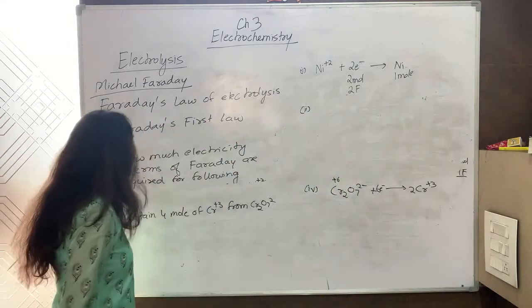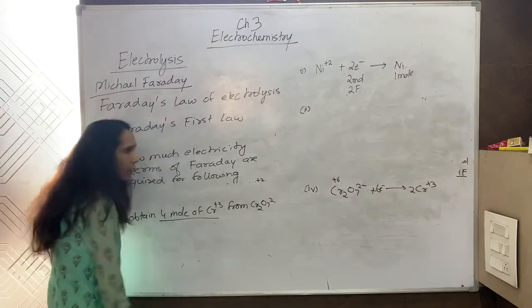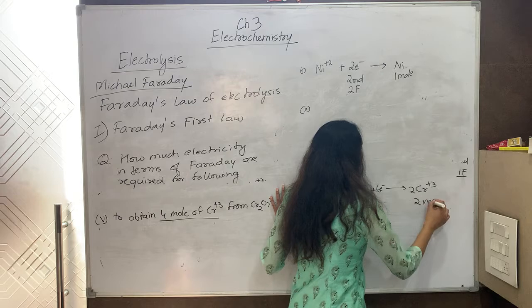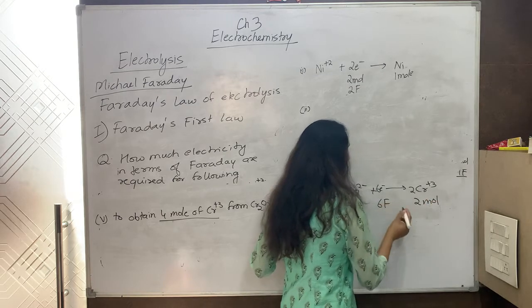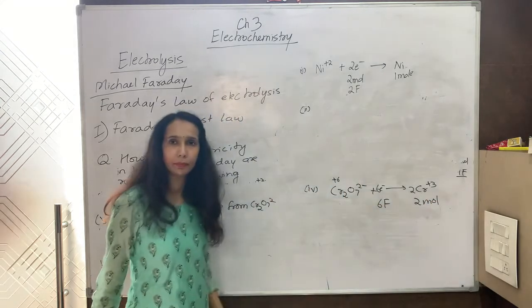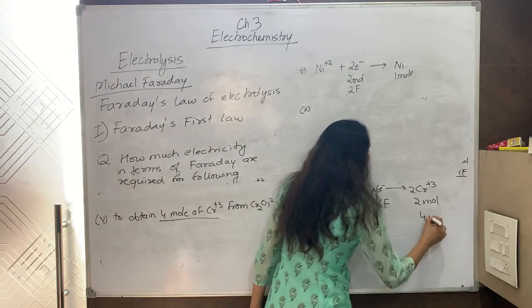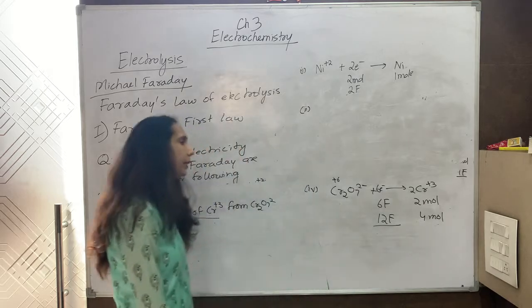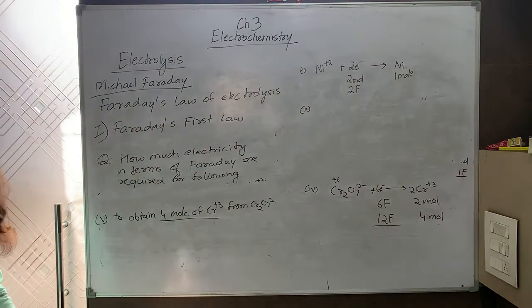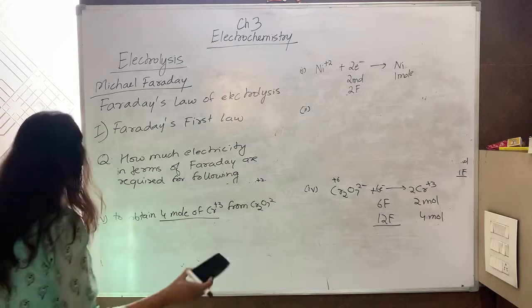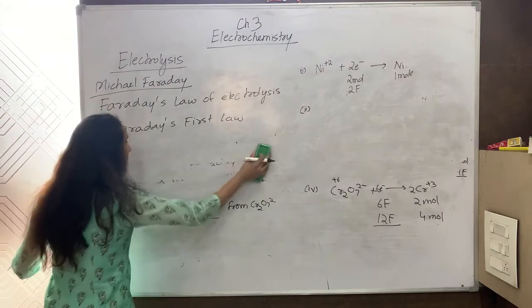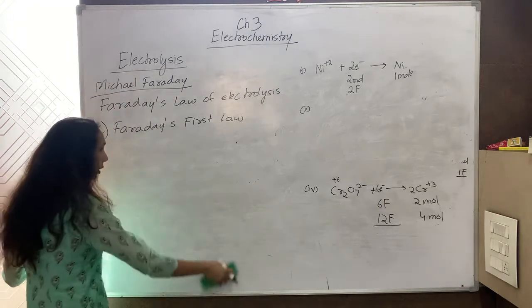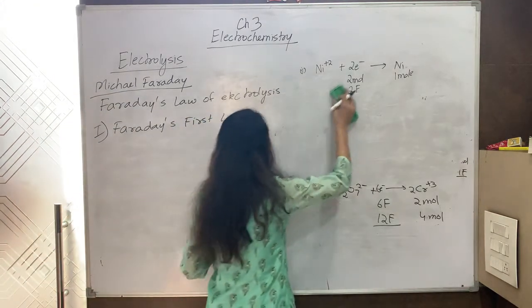But what is given to us in this question? Amount of Cr plus 3. So we deal there. 2 mole requires 6 Faraday. 6 moles means 6 Faraday. So 4 mole will require 12 Faraday. So your answer is 12 Faraday. This is how you do it. So this we have explained Faraday's first law and how the quantity of electricity depends upon the number of moles of electrons or the charge on the electrons.